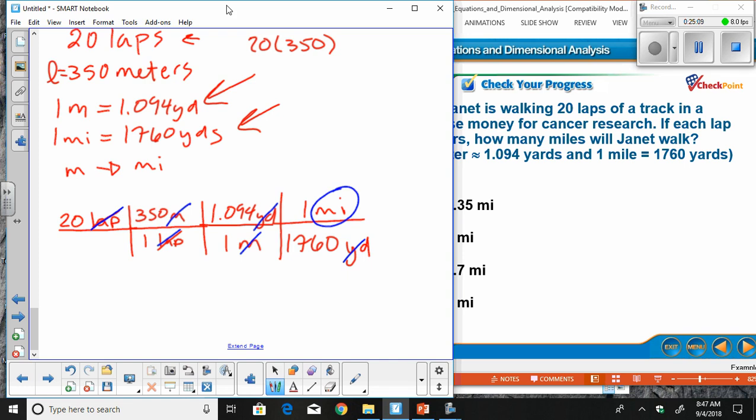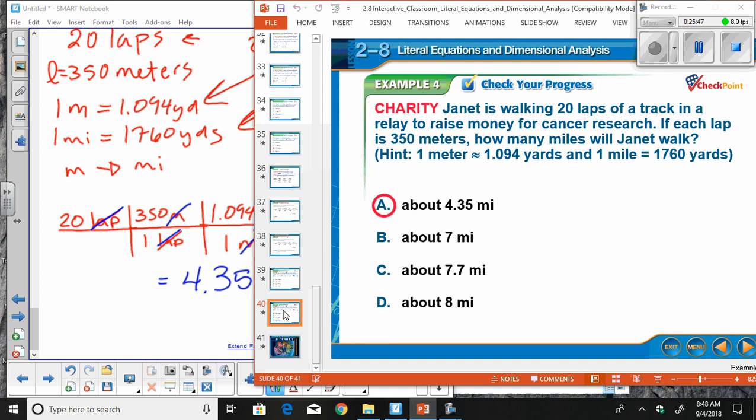So now in my calculator, I can say 20 times 350 times 1.094 is equal to 7,658, and I have miles on top, over 1,760. There's no units on the bottom. We have crossed them out, cross-reduced them. So now I just take that number divided by 1,760, and I get 4.35 miles. Okay, so we've checked our units as we've gone through. We know that we have the correct answer, so it should be about A.